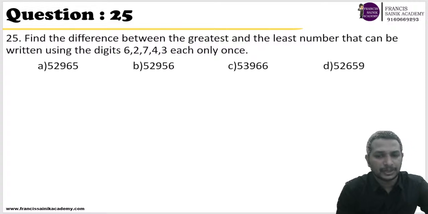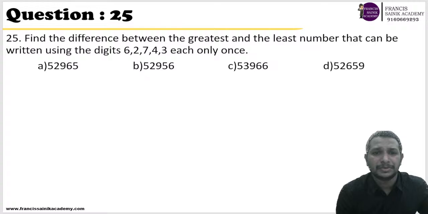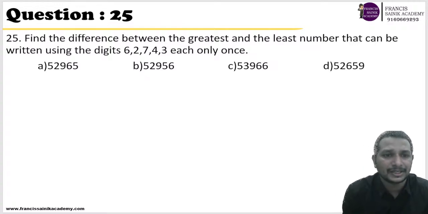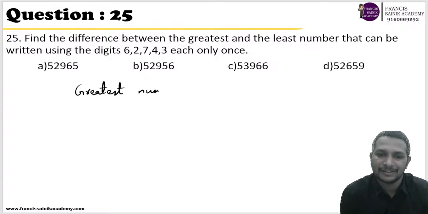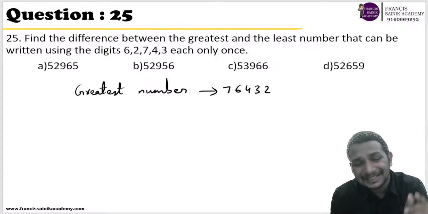Next, question 25. Find the difference between the greatest and least numbers that can be written in the form. Okay, greatest number. Let's see the greatest number. Whenever you write a greatest number, with the digits they gave, write them in decreasing order. All the digits are arranged in decreasing order.